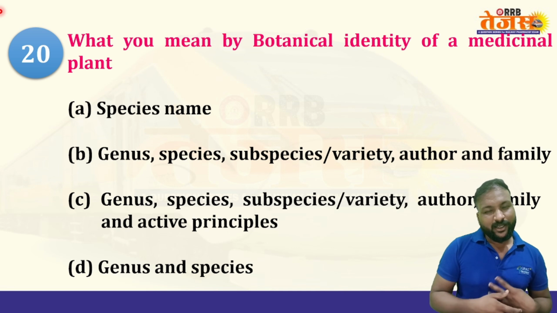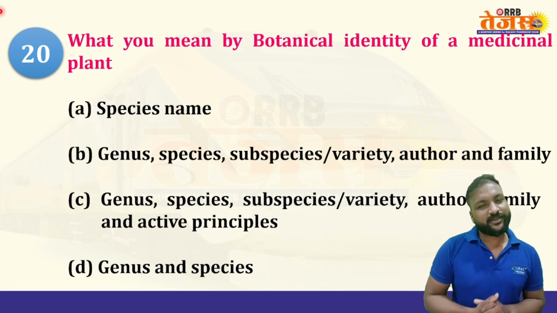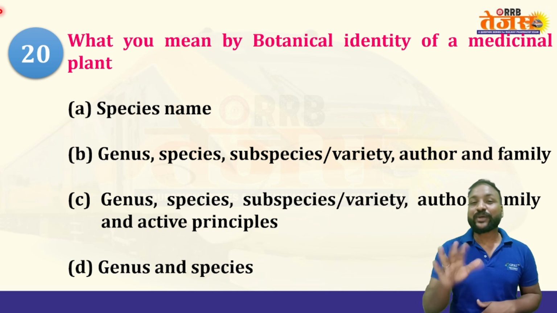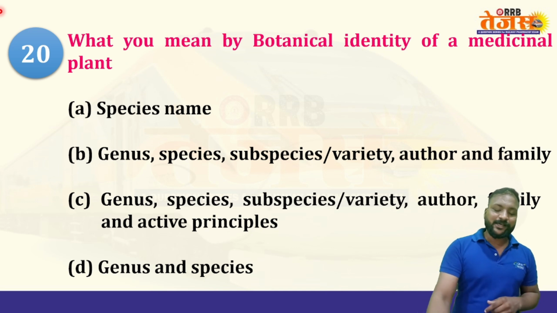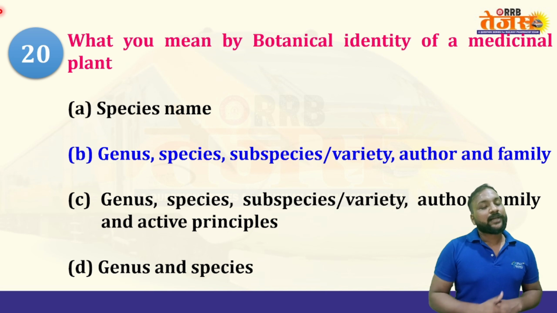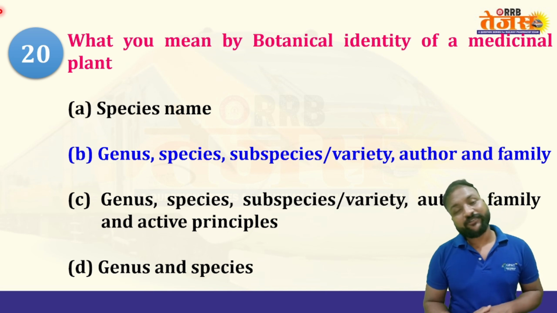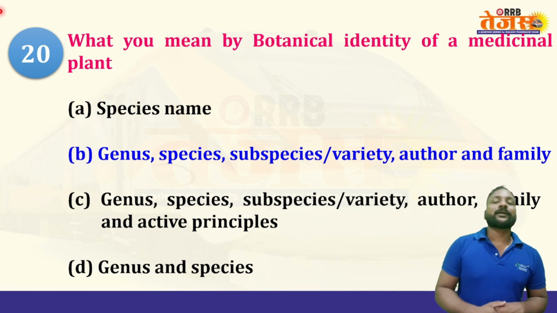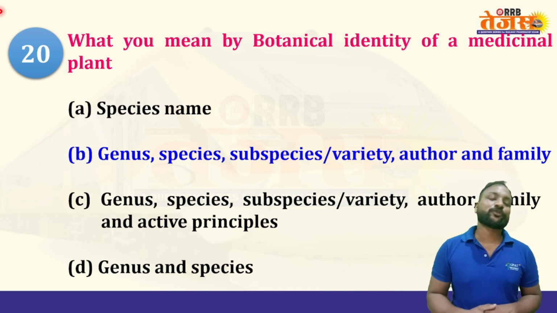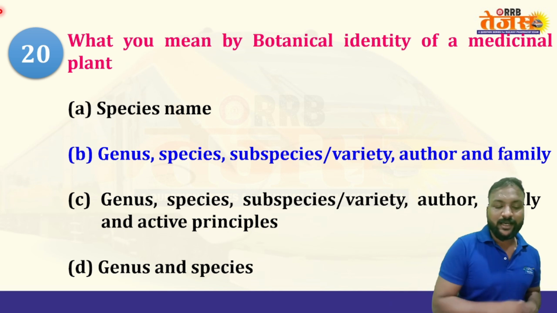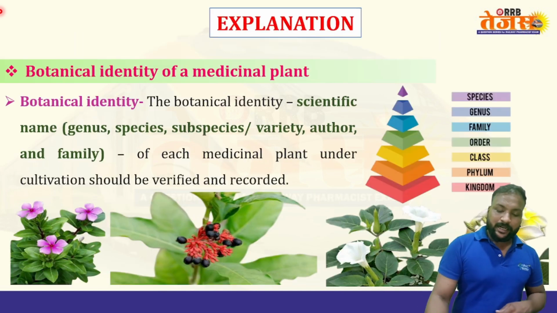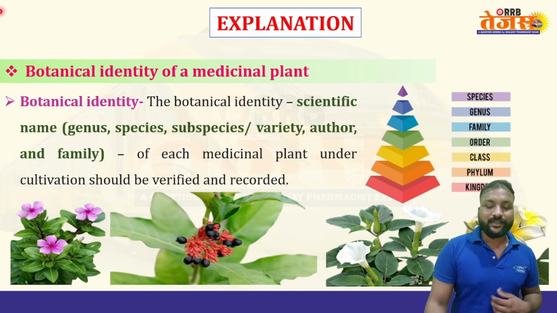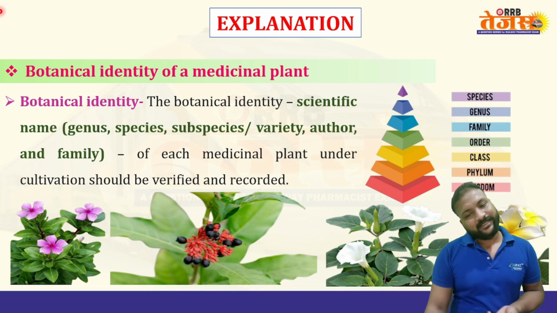According to botany, if you prepare herbarium sheets, if you know some of the topics, you can easily remember that. Yes, we'll see the right answer. Genus, species, subspecies, variety, author, and family are the botanical identity, but apart from that, the botanical identity does not refer to their active principles. Clear? Yes, so that's the right answer. These are all the things we cover in the botanical identity.